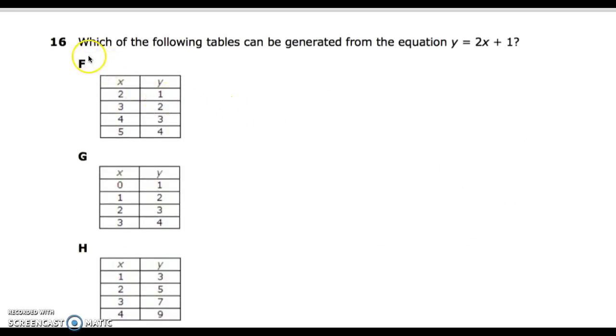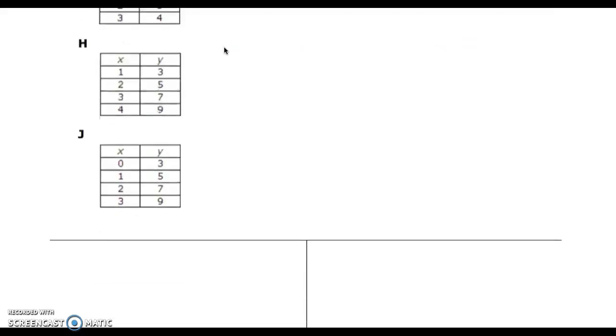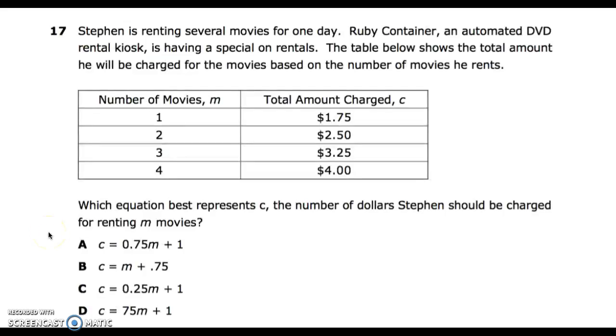Number 16. Which of the following tables can be generated from the equation y equals 2x plus 1? And there's your choice of tables. 17. Stephen is renting several movies for one day. Ruby Container, an automated DVD rental kiosk, is having a special on rentals. The table below shows the total amount he will be charged for the movies based on the number of movies he rents. This is the number of movies, M. Total amount charged is C. Which equation best represents C, the number of dollars Stephen should be charged for renting M movies?